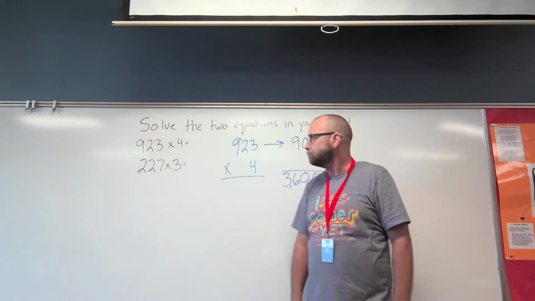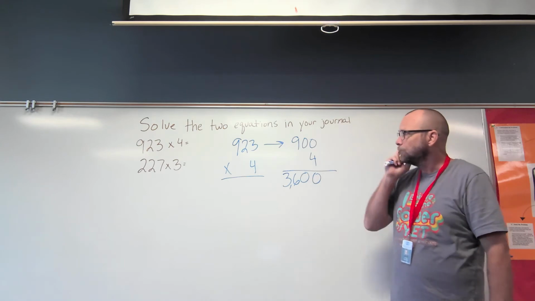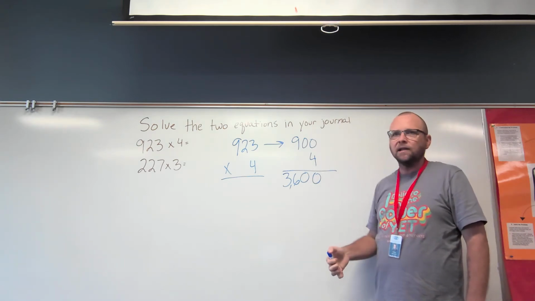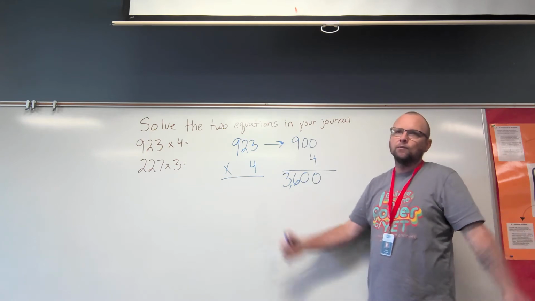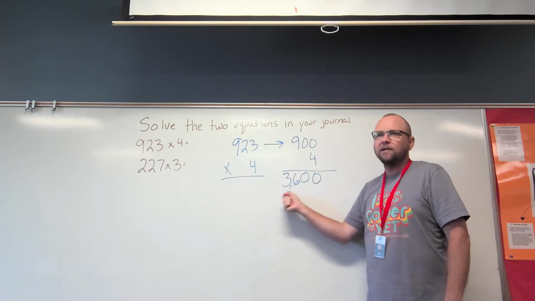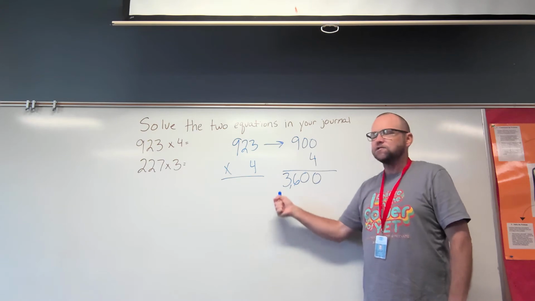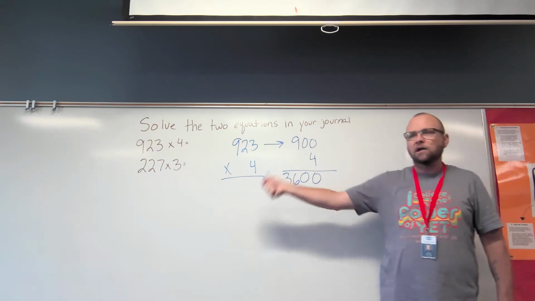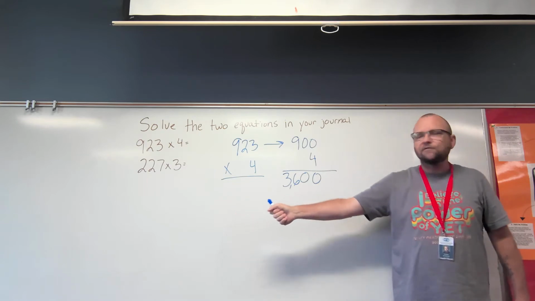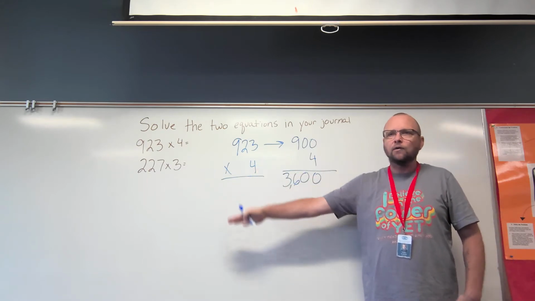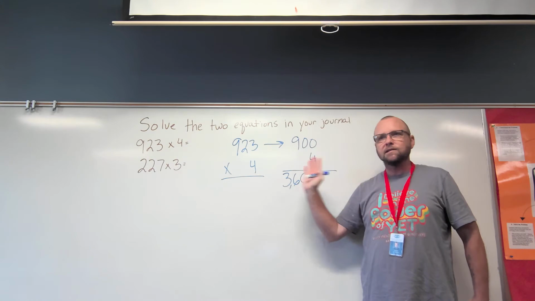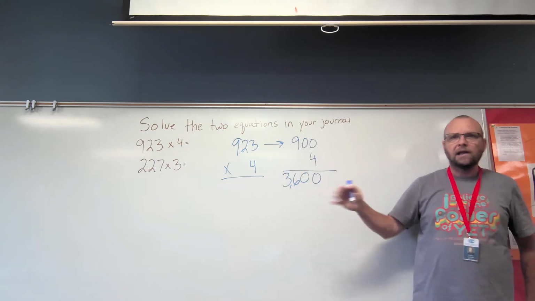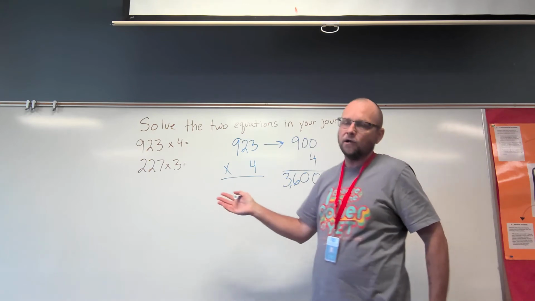Brinley, could you do 923 times 4 and then round your answer? No, that's not estimating. That's just rounding. I always want to estimate first, because that gives me a clue if my actual product is not correct. Because if I just do the math and I got it wrong and then I round it, that doesn't help me determine whether my answer is right or wrong.